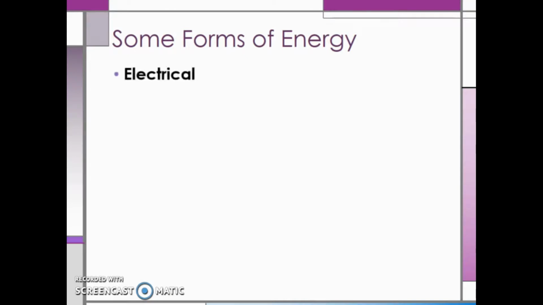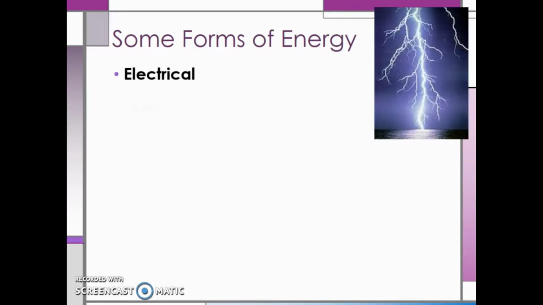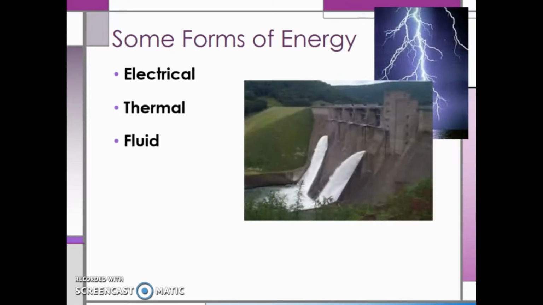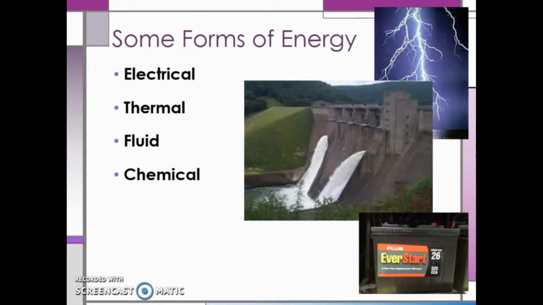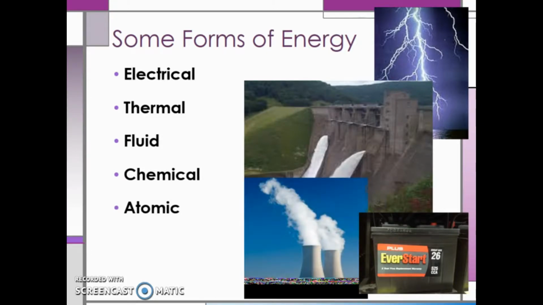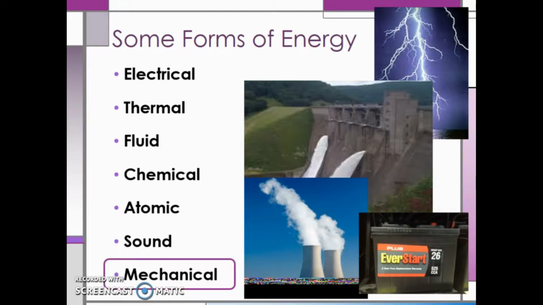There is electrical energy, which can be in the form of lightning, thermal energy, fluid energy, like water rushing through the dam, chemical energy, which can be found in a battery, atomic energy, like in a nuclear power plant, sound energy, and mechanical energy, or the energy of motion. Right now, we are going to focus on mechanical energy.